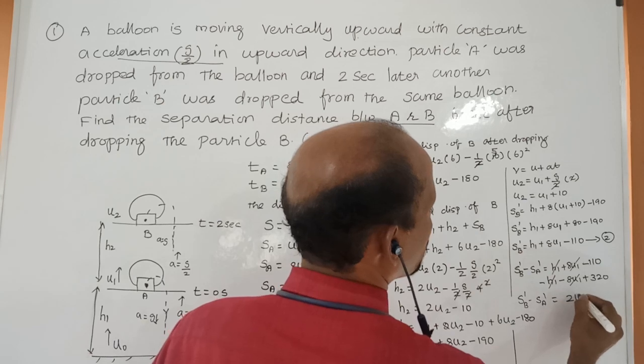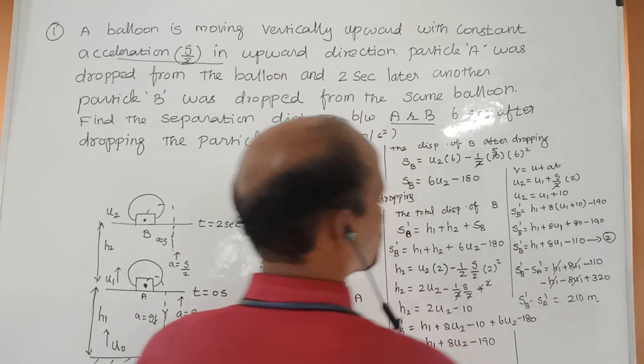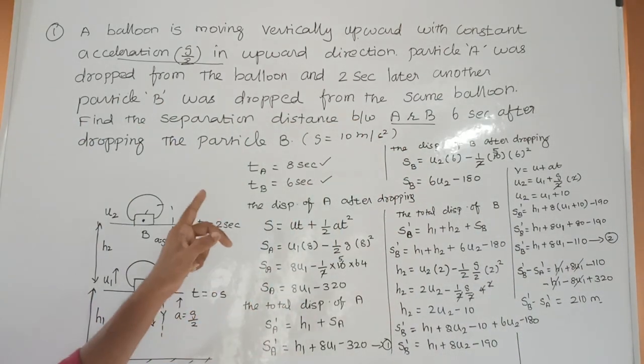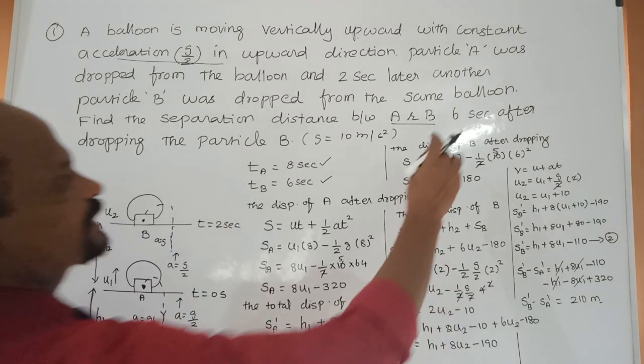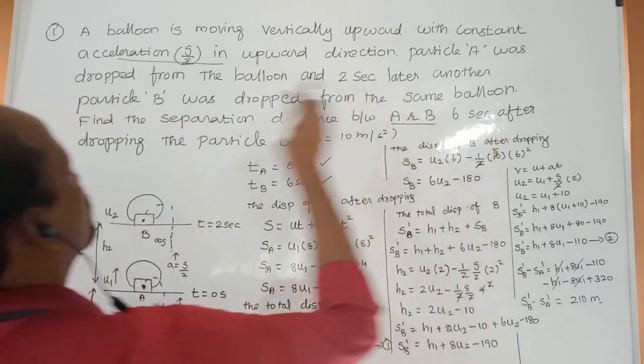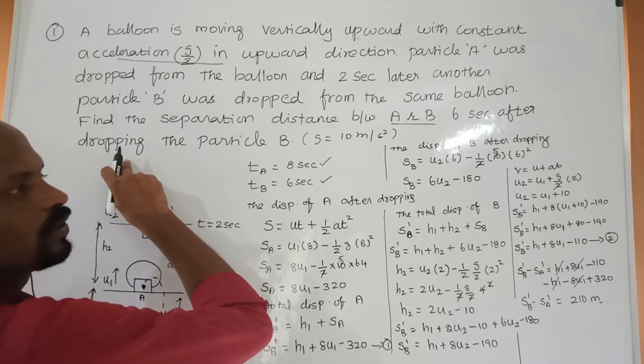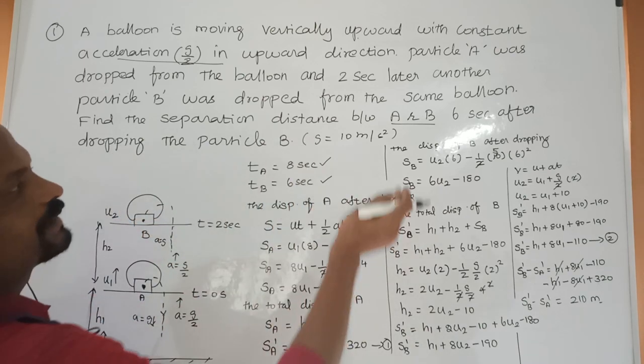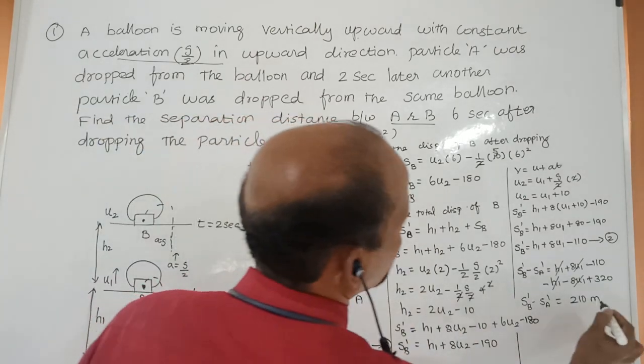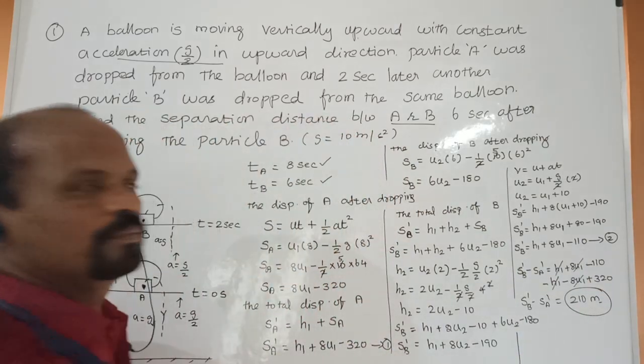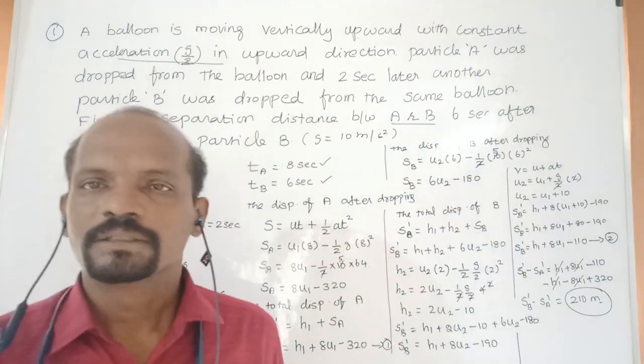Then the total separation between B and A, S_B dash minus S_A dash, equals 210 meters. So after 6 seconds, with particle B dropped from the same balloon, the separation between A and B is 210 meters. Thank you.